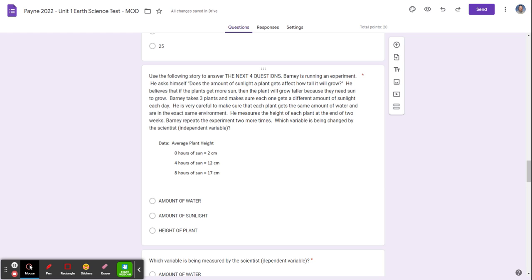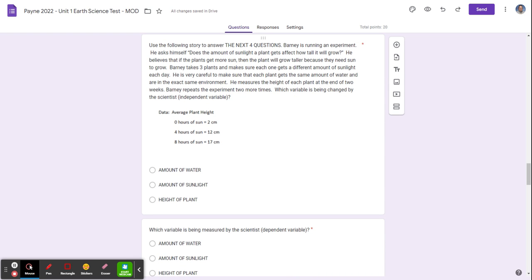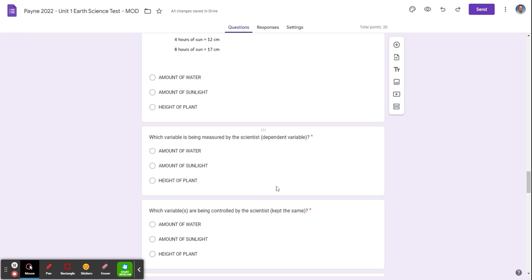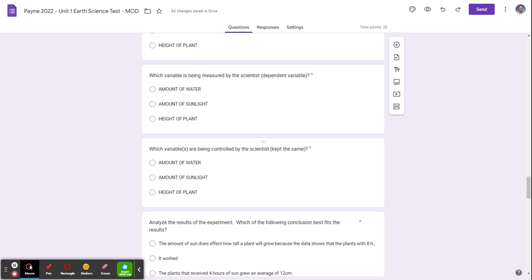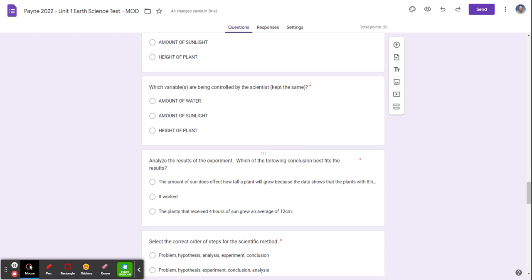Which variable is being changed by the scientist, the independent variable? The amount of water, the amount of sunlight, or the height of the plant? Which variable is being measured by the scientist, the dependent variable? The amount of water, amount of sunlight, or the height of the plant? Which variable or variables are being controlled by the scientist, kept the same? Amount of water, amount of sunlight, or the height of the plant?